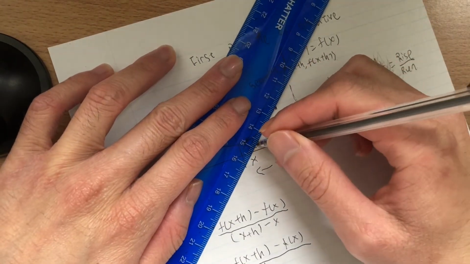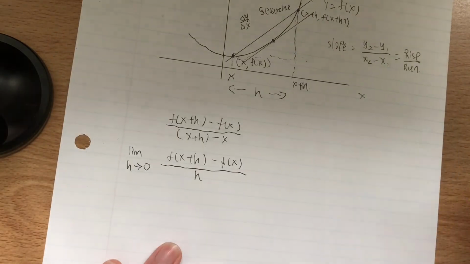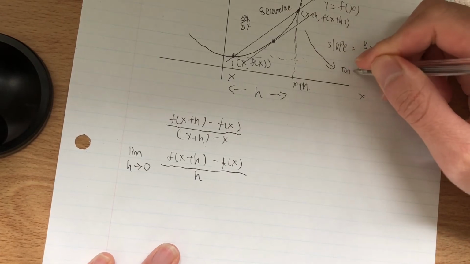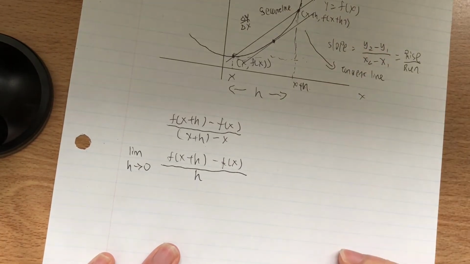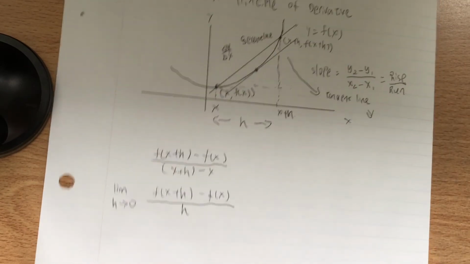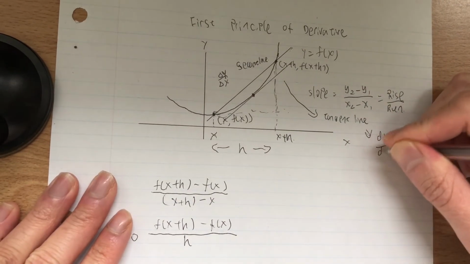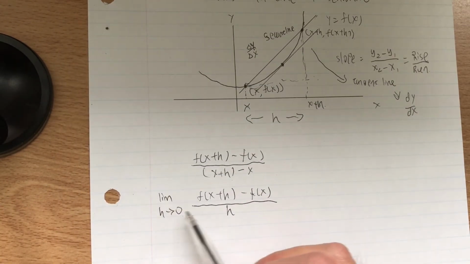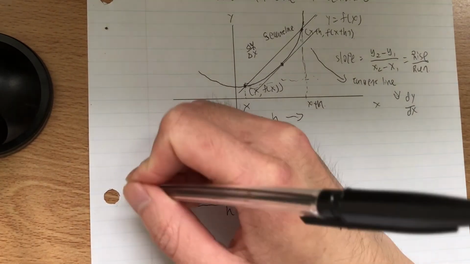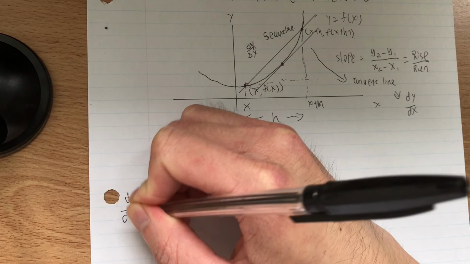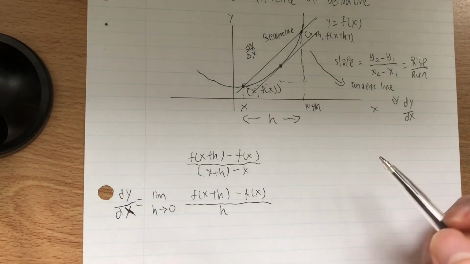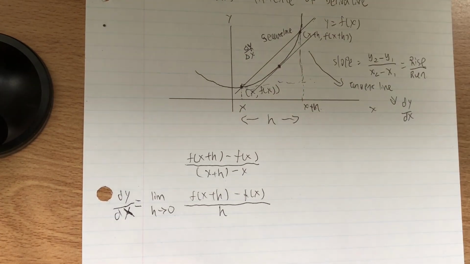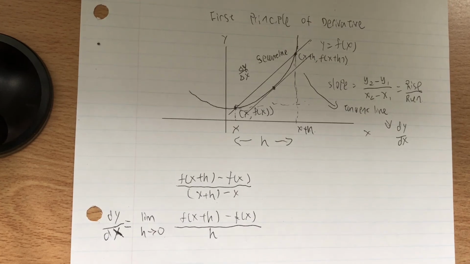When you draw this line, it is tangent to the curve at this point, and this will be the tangent line. The tangent line represents the instantaneous rate of change. This is called dy/dx. So we can say that as we take the limit as h approaches 0, it equals dy/dx. This is the secant line and this is the tangent line, and they are parallel to each other. So this is the first principle of derivative.